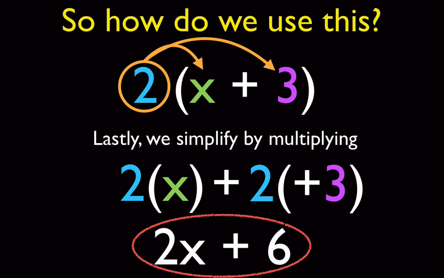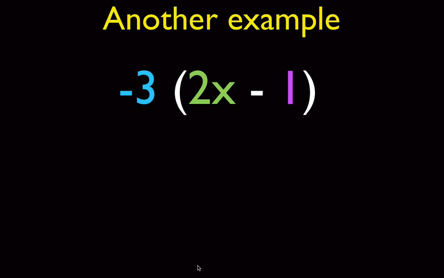Now, if you're comfortable with this and you want to skip this middle step here and go straight to that answer, that's fine. It's nice to have it written out, though, in case you forget a piece. What I notice a lot of students do is they'll give me 2x plus 3, which is basically they remember the 2 times x, but they forget the 2 times 3. Let's look at another example.